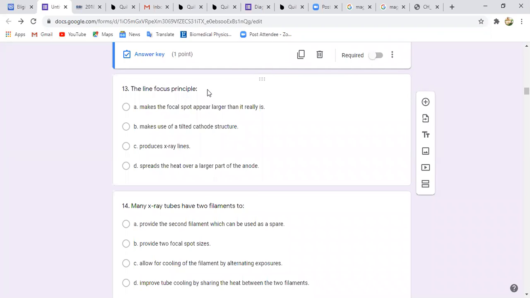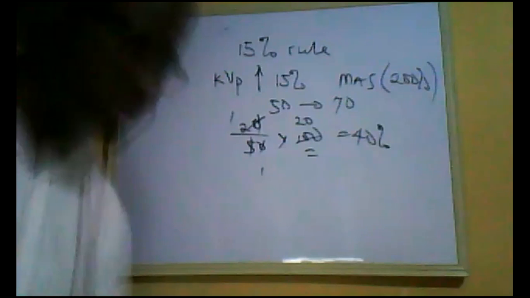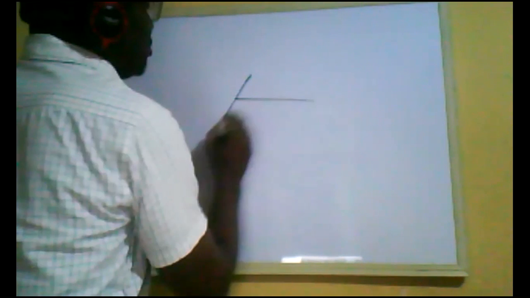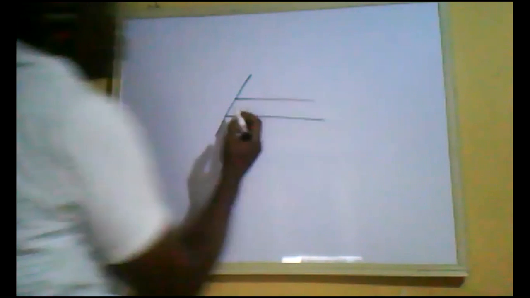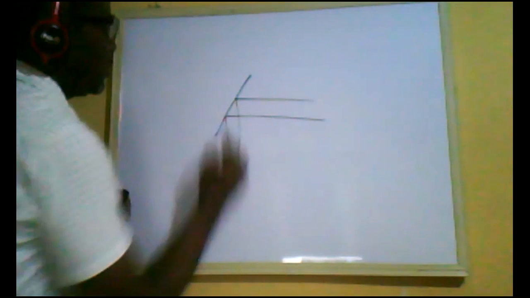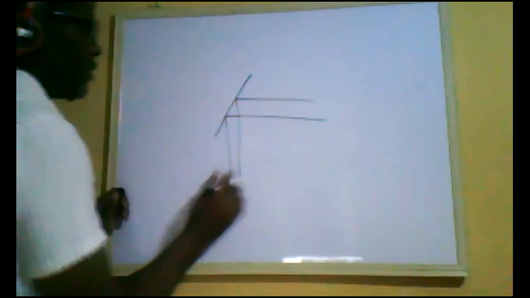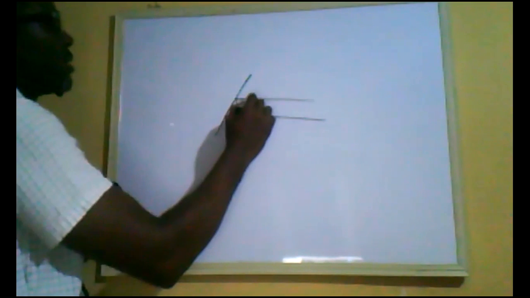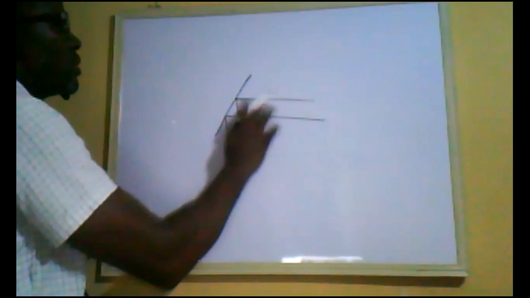Let me just share this, stop this, and then draw something on the board. At the line focus principle, you have an angulated anode, and your electrons will come in this way and strike this. So this is the effective distance, whereas this is the original distance.